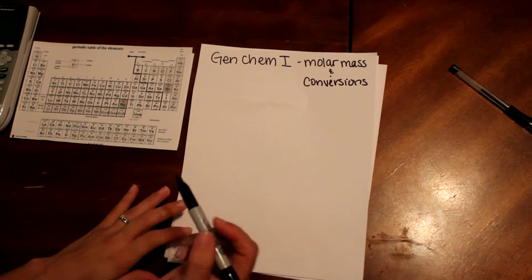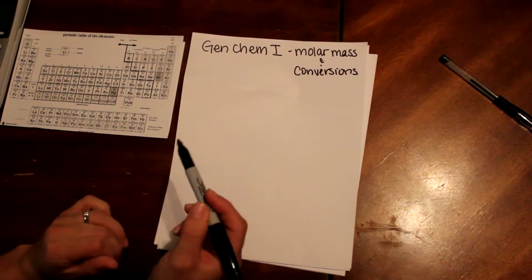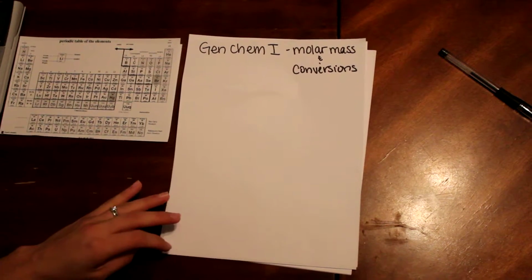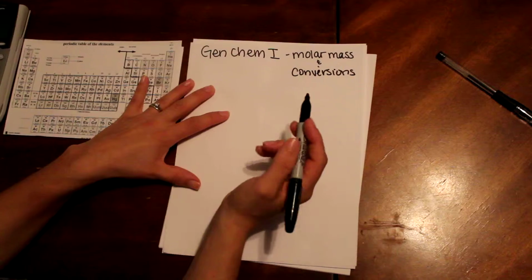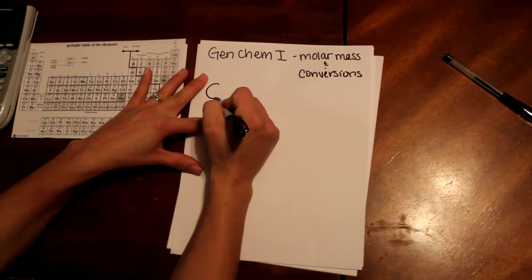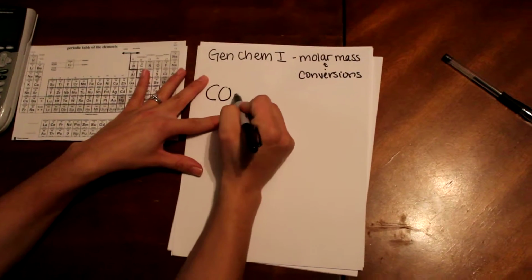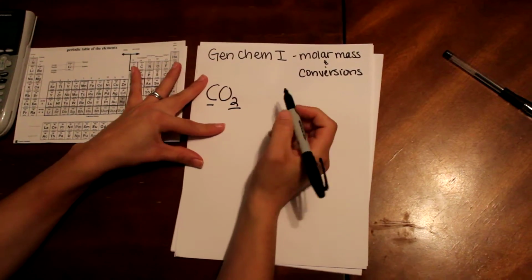Okay, so if you're in Gen Chem and you're trying to learn molar mass conversions, I will show you the easiest way that I know how to do it. Molar mass is fairly simple. Let's say you have CO2. You have 1 carbon and 2 oxygen.